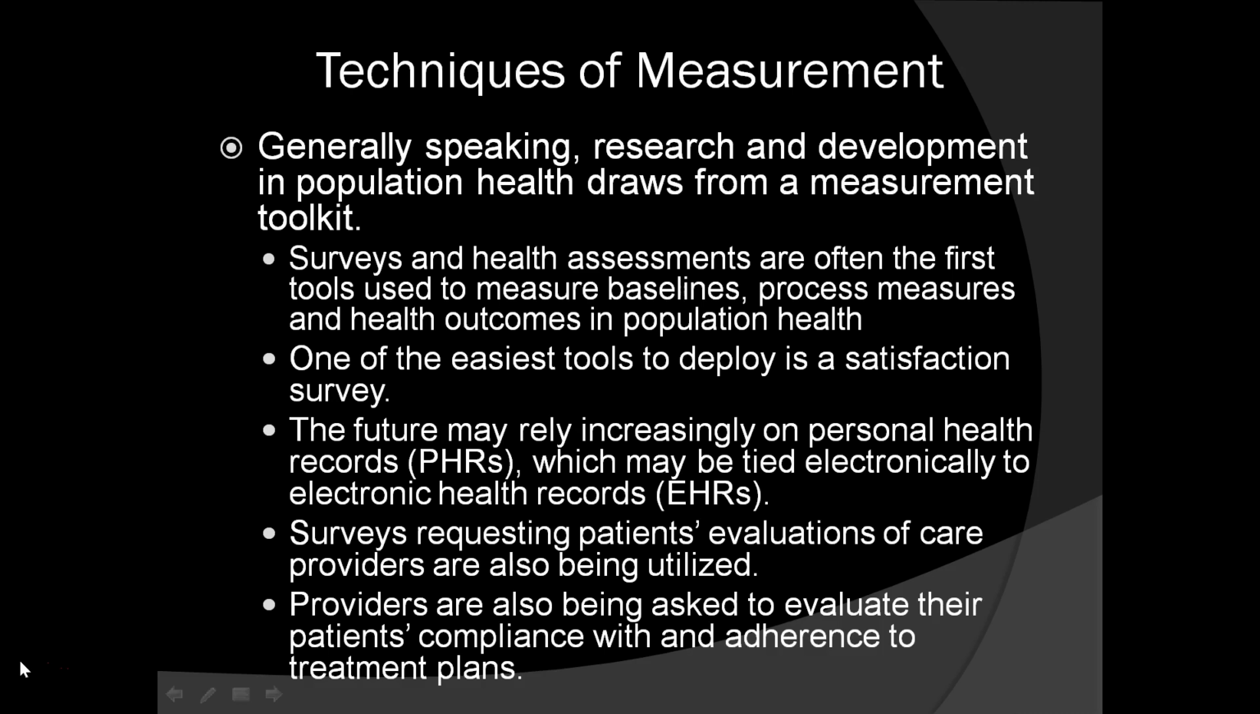Generally speaking, research and development in population health draws from a measurement toolkit. Surveys and health assessments are often the first tools used to measure baselines, process measures, and health outcomes in population health. One of the easiest tools to deploy is a satisfaction survey. The future may rely increasingly on personal health records, or PHRs, which may be tied electronically to the electronic health records, or EHRs. Surveys requesting patients' evaluations of care providers are also being utilized. Providers are also being asked to evaluate their patients' compliance with and adherence to treatment plans.